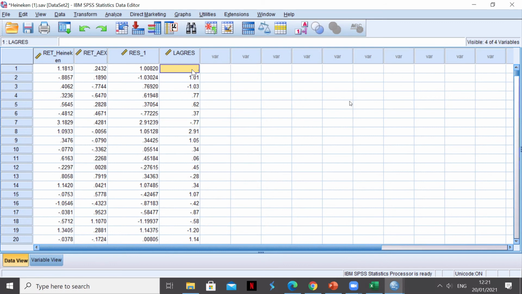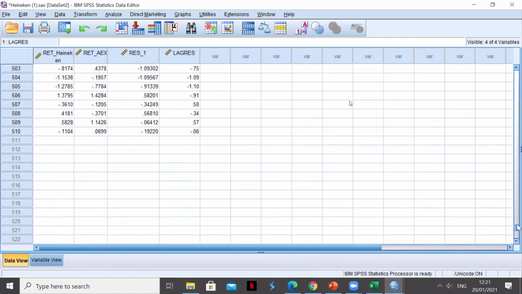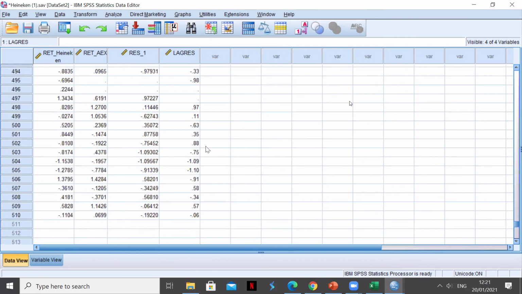It's not really an error, because it makes sense that it can't have the first lag, but it's still data missing, which of course influences your degrees of freedom. That's also why you always have to get your degrees of freedom from the table and not just scroll down. Because if I scroll down, you see there is some data missing here. If I scroll down, I would say, oh, it's 510.